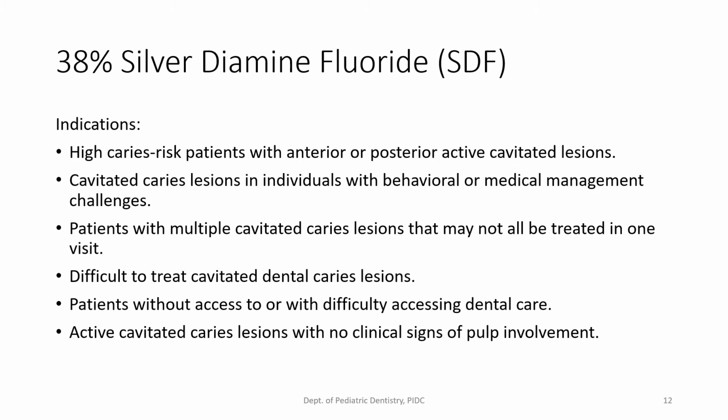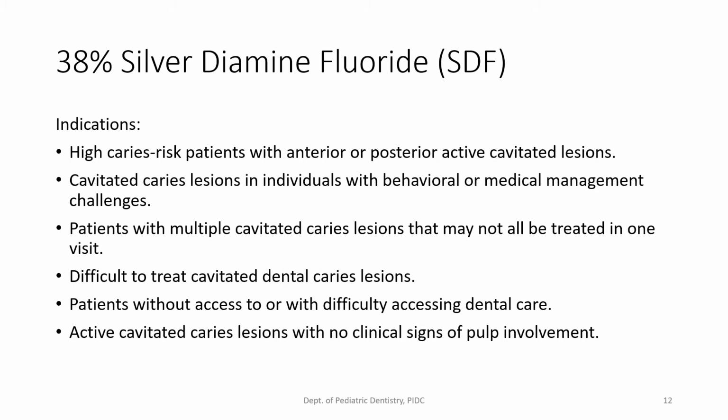Then patients with multiple cavitated carious lesions that may not all be treated in one visit. So children with severe early childhood caries where all the 20 primary teeth are carious, and you can use silver diamine fluoride to arrest the caries in all the cavitated lesions so that we can start our definitive procedures quadrant wise, so there will be less chance of progression of caries and pulpal involvement.